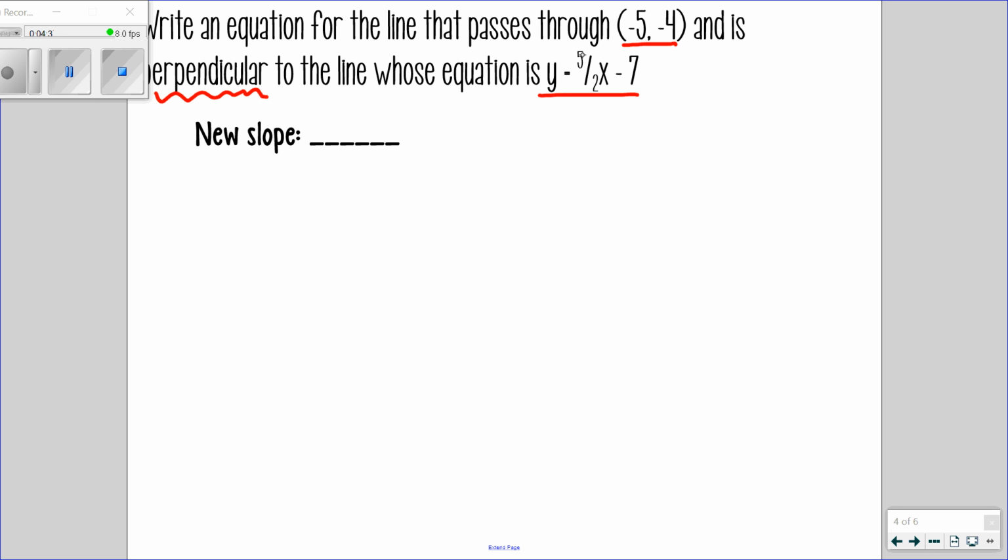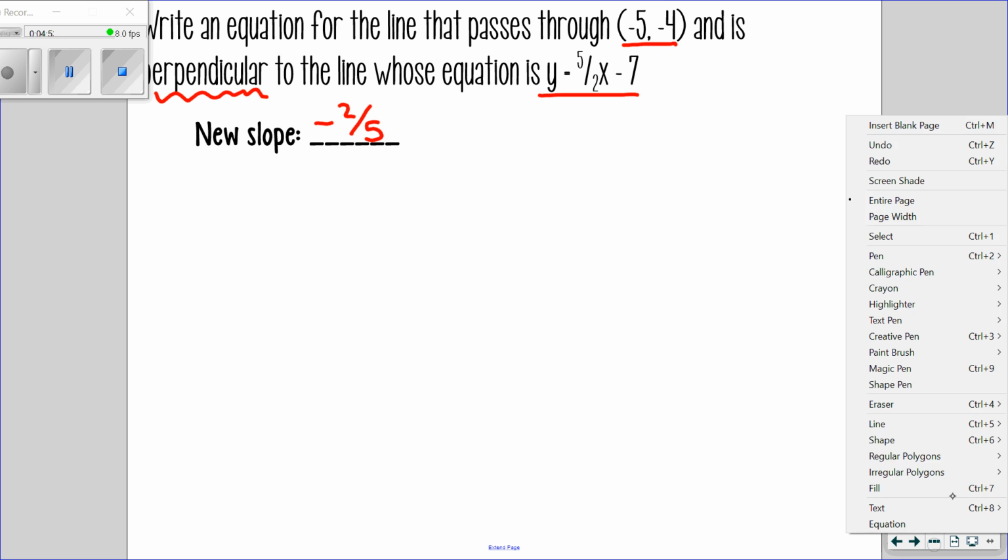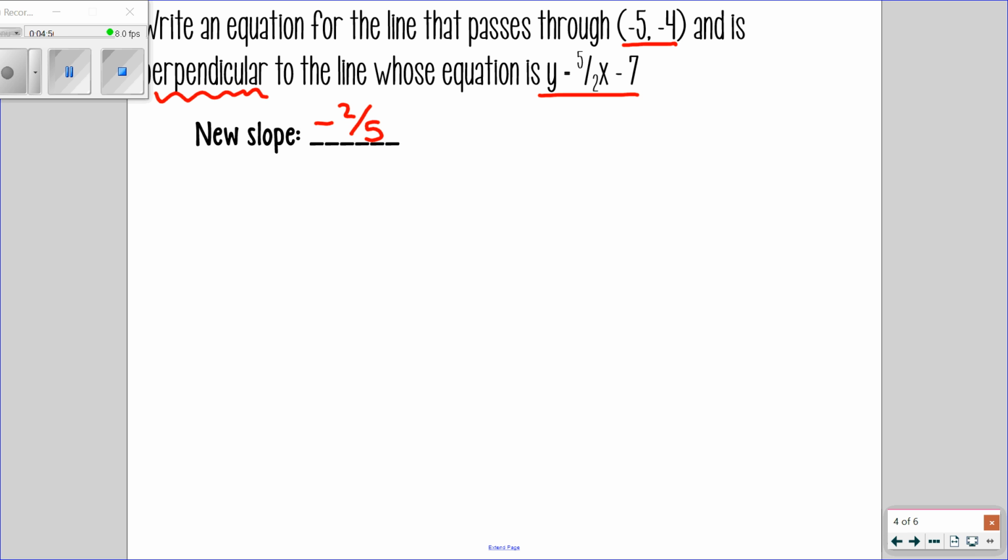So the perpendicular slope to this would be the opposite sign, so I know it's going to be negative. And then the reciprocal, so we're going to flip it upside down. So 2/5. So I'm going to write an equation that goes through this point with that slope. I think I'm probably going to write this equation in point slope form. That would be the easiest. So we're going to do y minus our y value, negative 4, is equal to negative 2/5 times x minus our x value, negative 5.